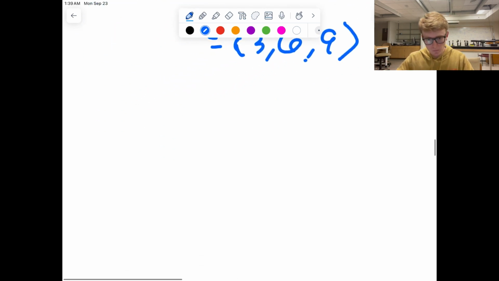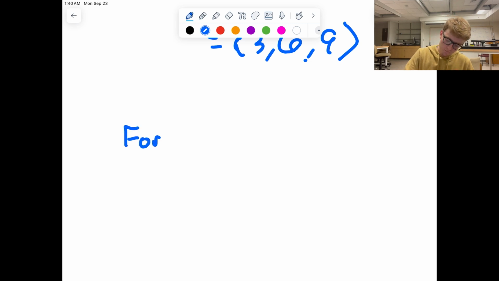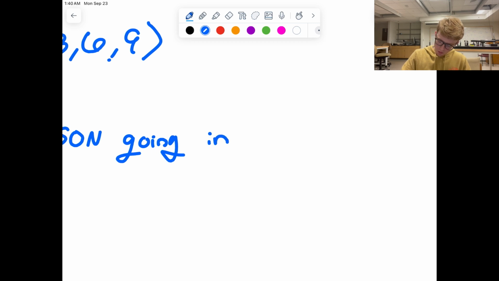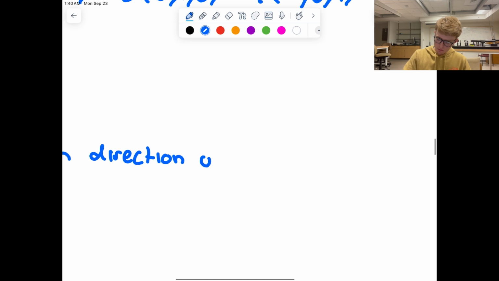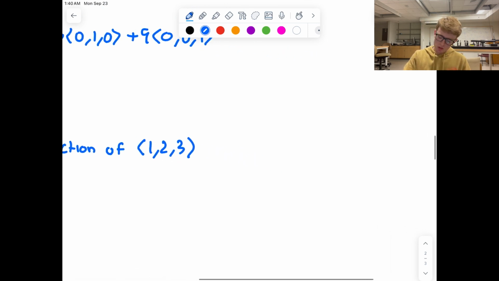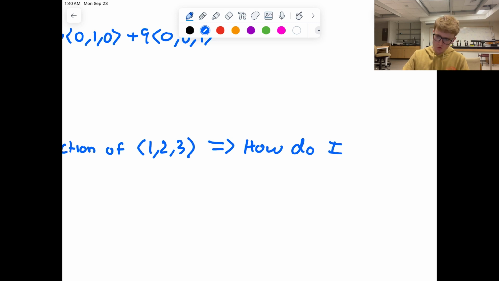So let me write that out. So I have a force of 50 newtons going in the direction of this vector. Okay? So now the question is, how do I represent this?